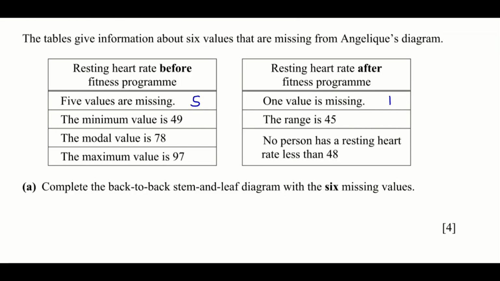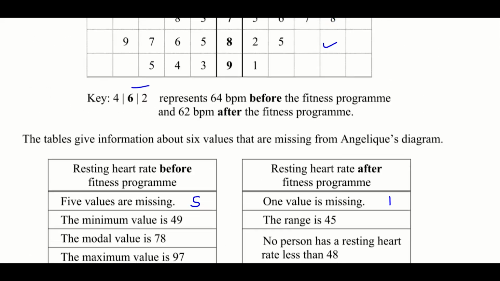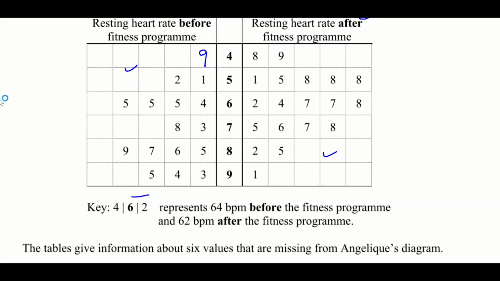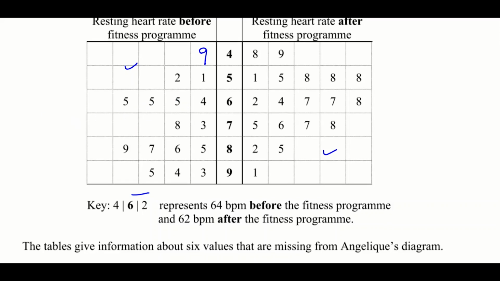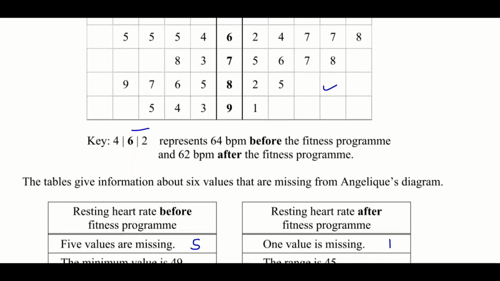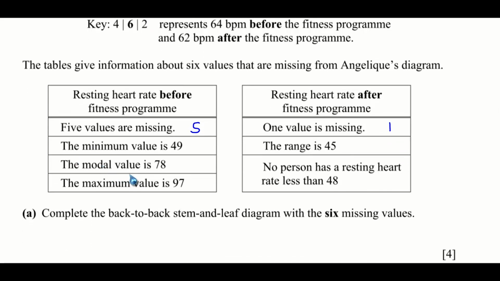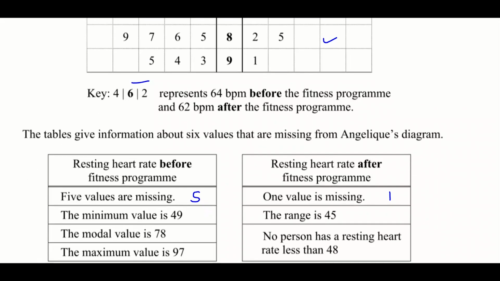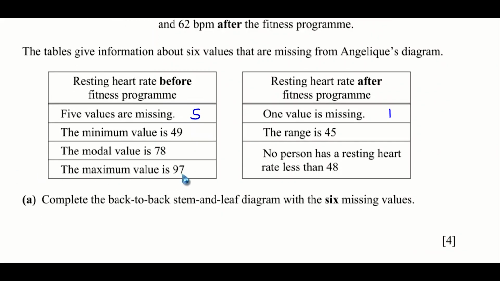Let's go to the table again. The modal value is 78. Let's see the current modal value. The current modal value here is 65. You can see 65, 65, and 65. We have 1, 2, 3. So 65 appears 3 times. That means the modal value should appear more than 3 times. The modal value is 78, so 78 should appear more than 3 times. That is the implication. And the maximum number is 97.